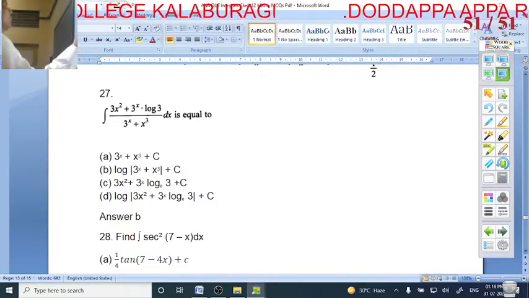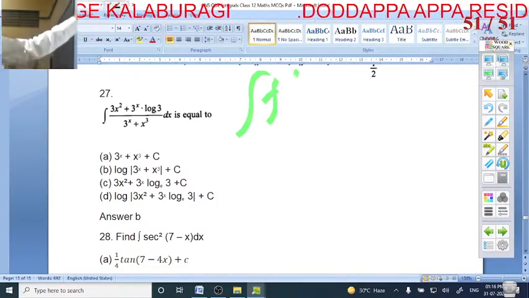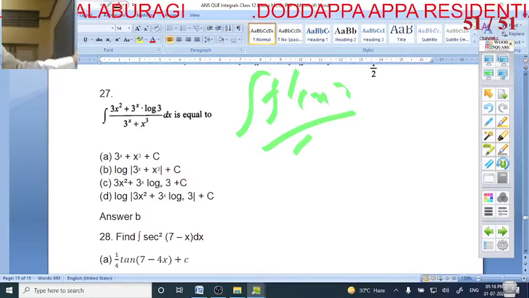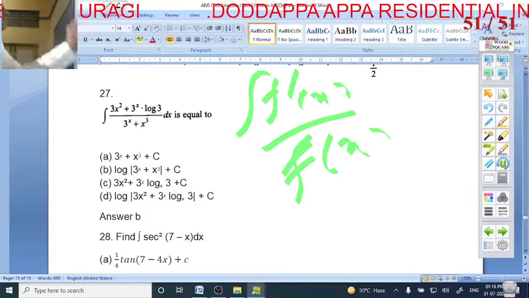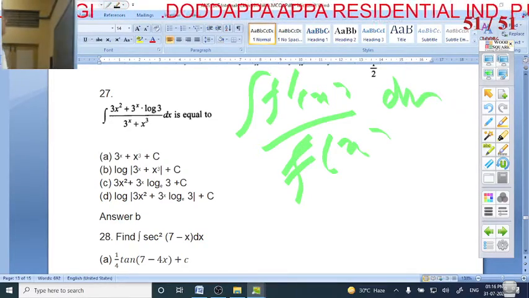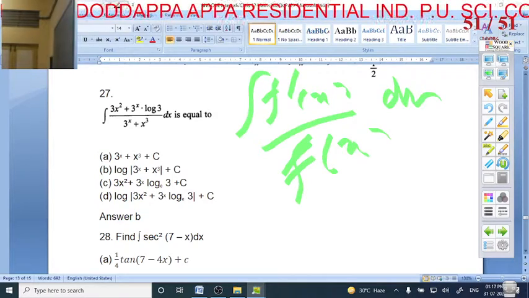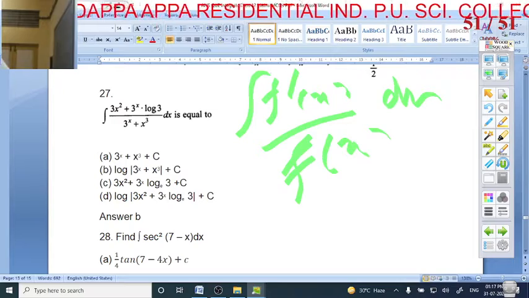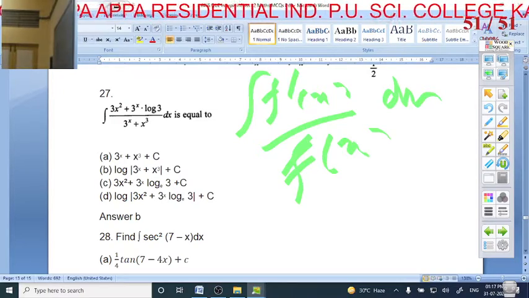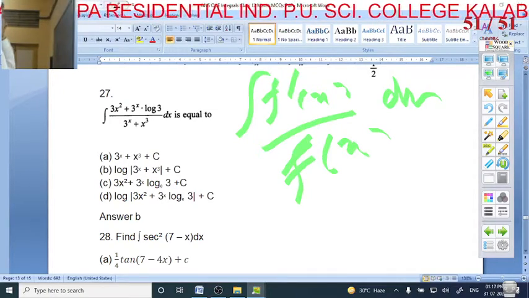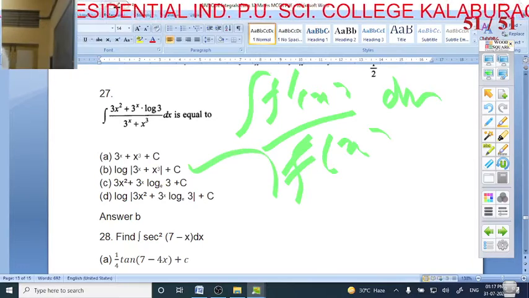So here the formula is integration of f dash of x divided by f of x. This formula plays a very important role. So log of denominator function, the differentiation of 3 to the power x, 3x square, divided by x cubed. So log of denominator function. So the answer option directly: the second option is correct.